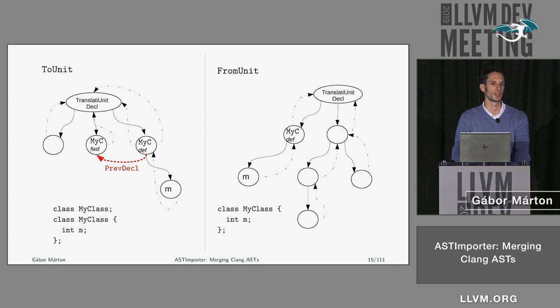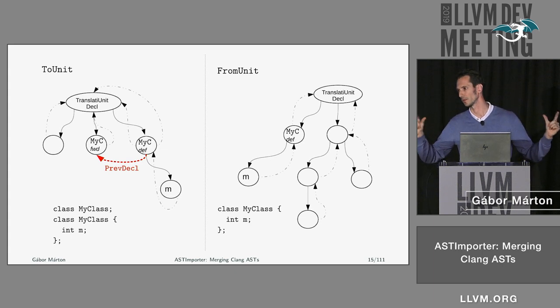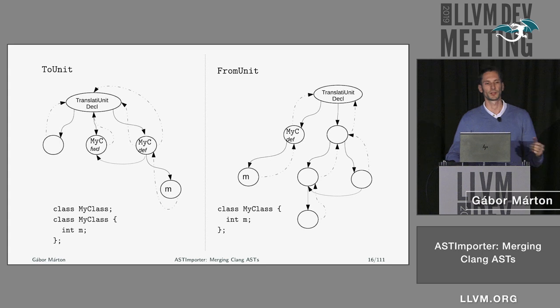Now there is other information we want to represent in the AST. For example, the forward declaration of my class and the definition of my class actually represent the very same entity. So they form naturally a redeclaration chain. Actually, we redeclare the first declaration by the second declaration. So this is why they form a redeclaration chain. And this relation is handled via this previous declaration connection.